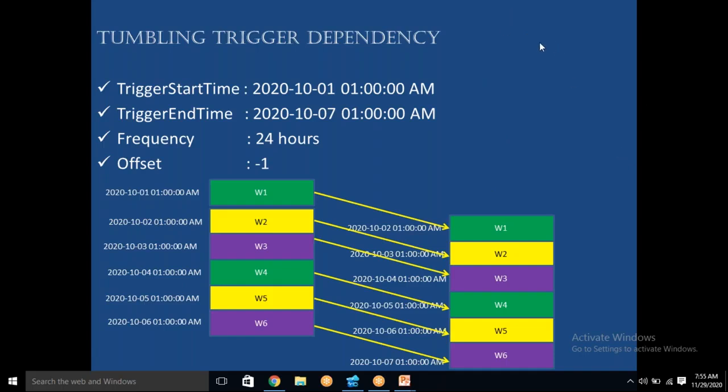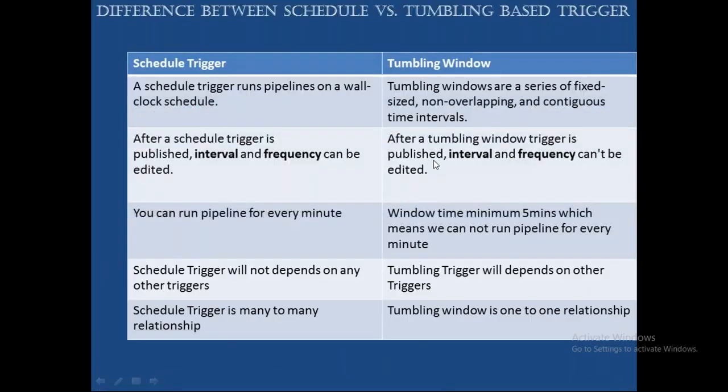Okay, sir. Thank you, sir. No problem. Now we'll see the difference between schedule trigger and tumbling window trigger. Schedule trigger runs a pipeline on a wall clock schedule based on some timing. Next, tumbling windows are a series of fixed-size, non-overlapping windows. We have seen you can create hourly windows or daily windows. They are not overlapping.